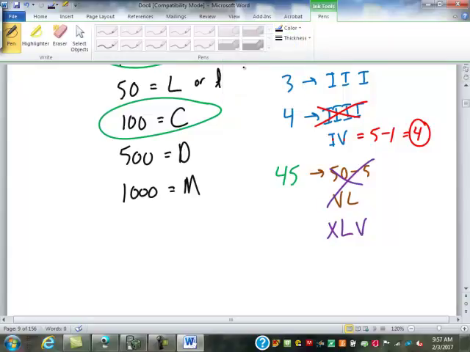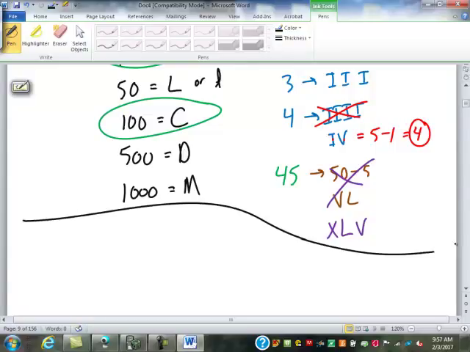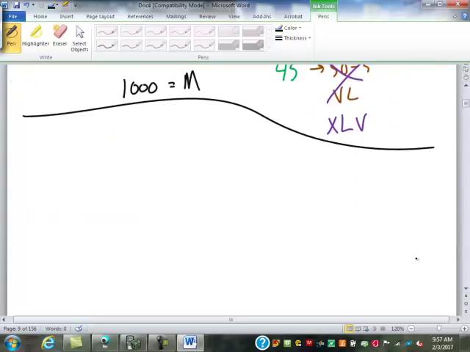So they only subtract ones, tens, and hundreds. So let's convert some of our standard numbers, our Arabic numbers, into Roman numerals. Let's say we have 387. You always start with the larger place values.